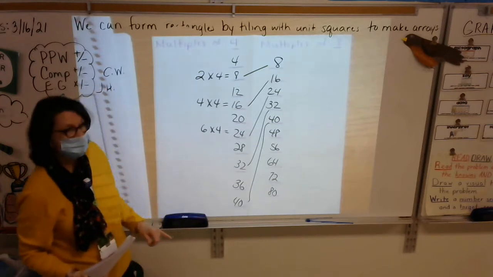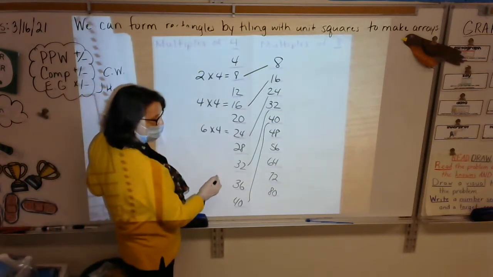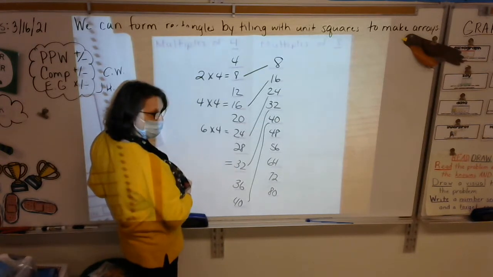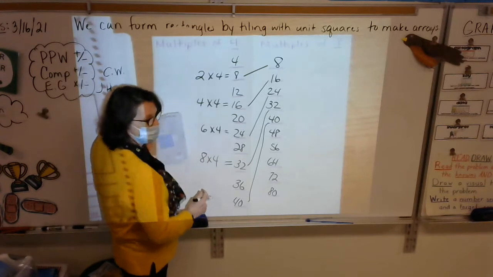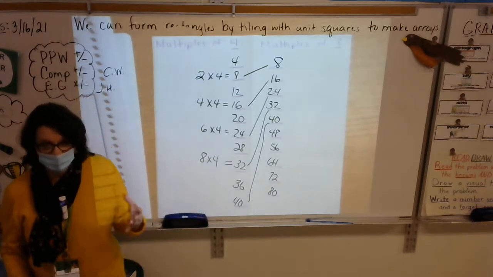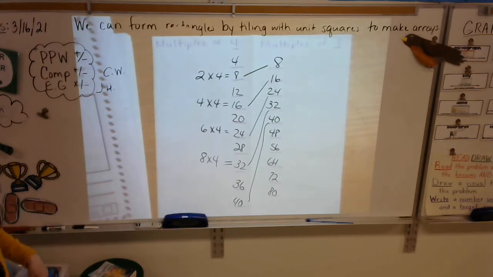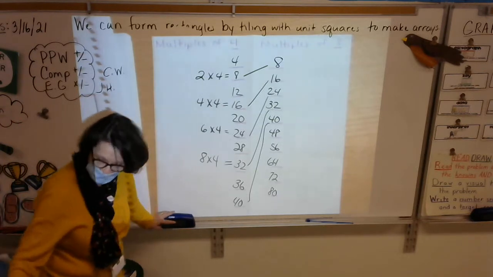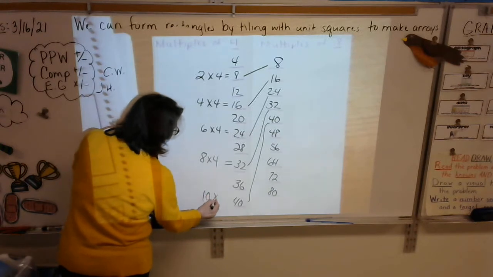Help me out with 32. How many 4s is that, Hayden? How many 4s do I need to get to 32? 8 4s. How do we write 8 4s? We write 8 times 4. Remember when I say 8 4s, we're talking about unit form, okay? And then we skip 36. How many 4s does it take to make 40? Everybody. 10 4s. So we're going to write 10 times 4.